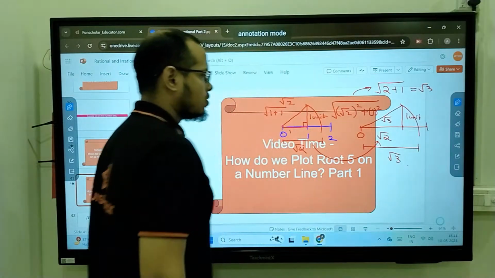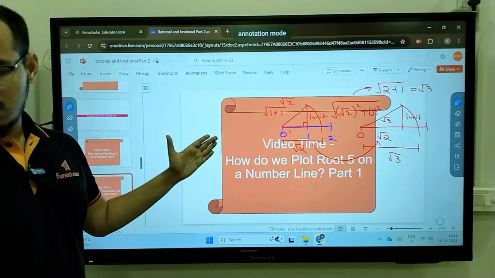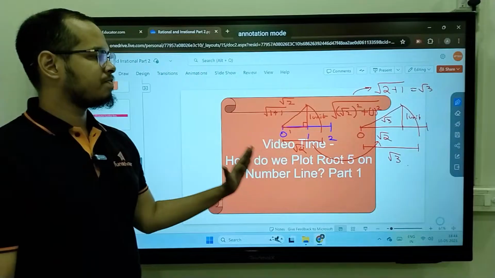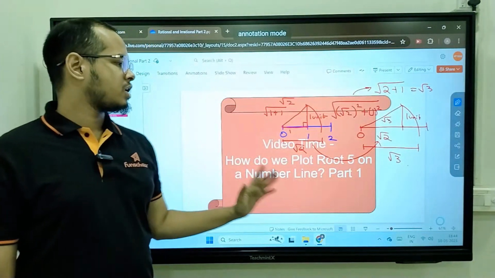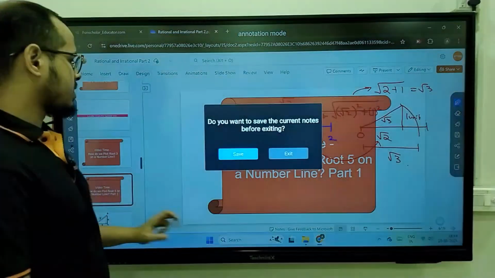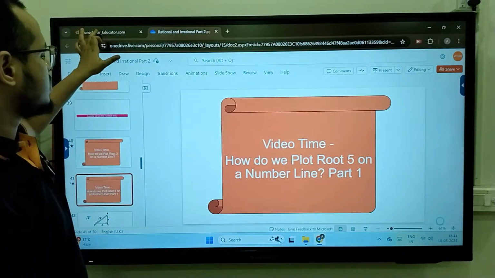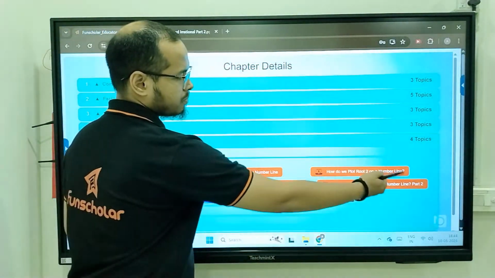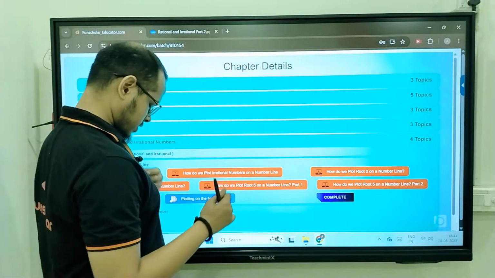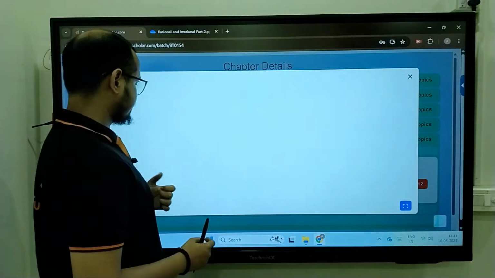Okay. So we have understood how to draw root 2, and using root 2 we have understood how to draw root 3. Now it's time for root 5. Let's go straight into the video and watch how to understand root 5. Root 5 is divided into part 1 and part 2. I'll show both parts, one after the other. Let's begin.